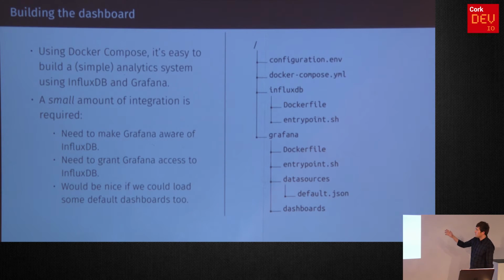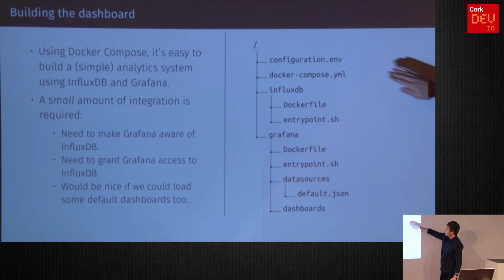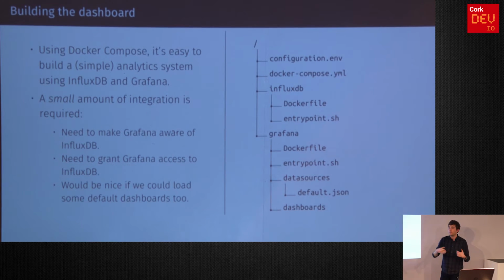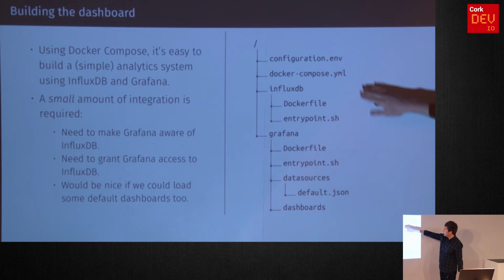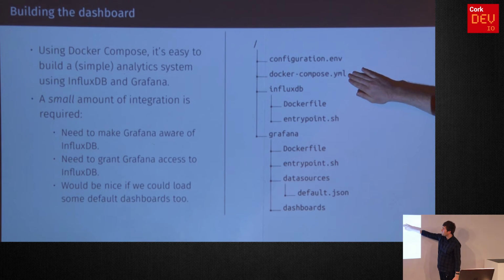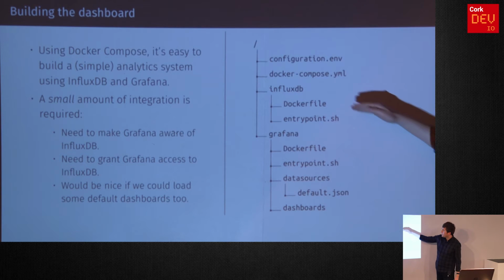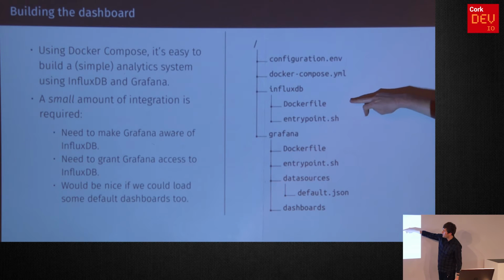So the structure of the project looks a little bit like this, right? You have a configuration.env file. It's just going to store environment variables that are going to be shared commonly across all the services that we have. You have your Docker Compose YAML file. So that defines basically how the services are orchestrated, what the various volume mappings are, how they're linked together, how all that networking is virtualized. And then we're going to have an InfluxDB container and a Grafana container. And each one of those is defined by a Dockerfile.